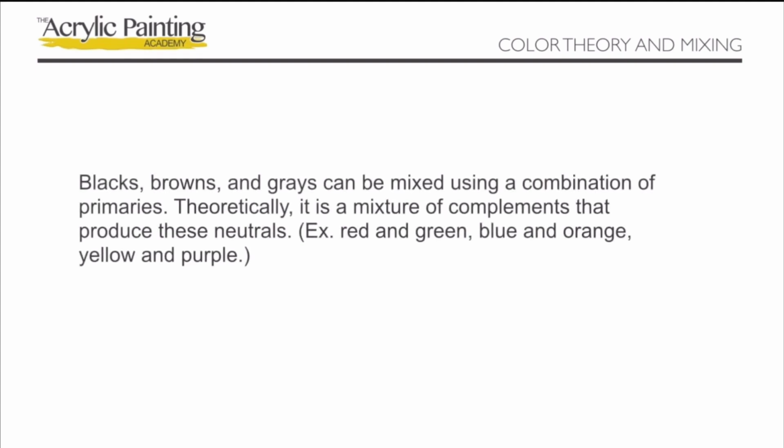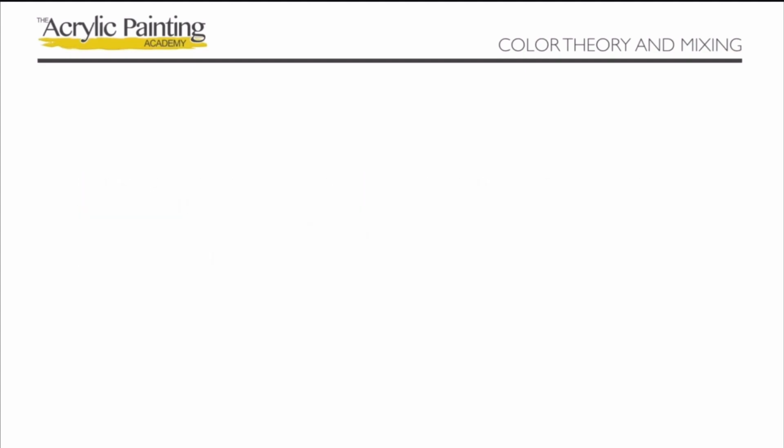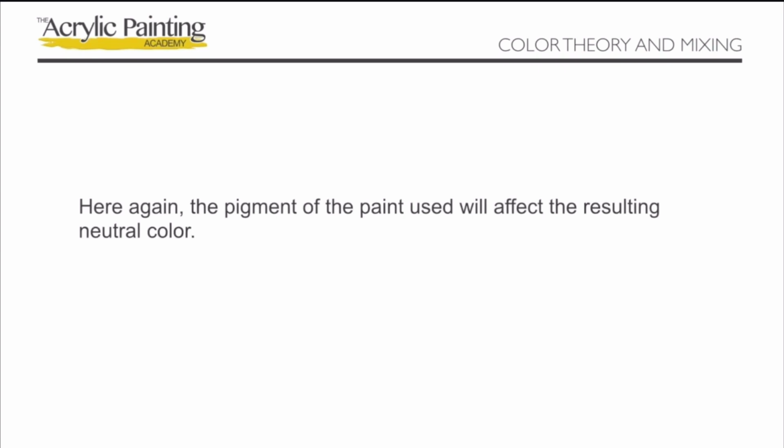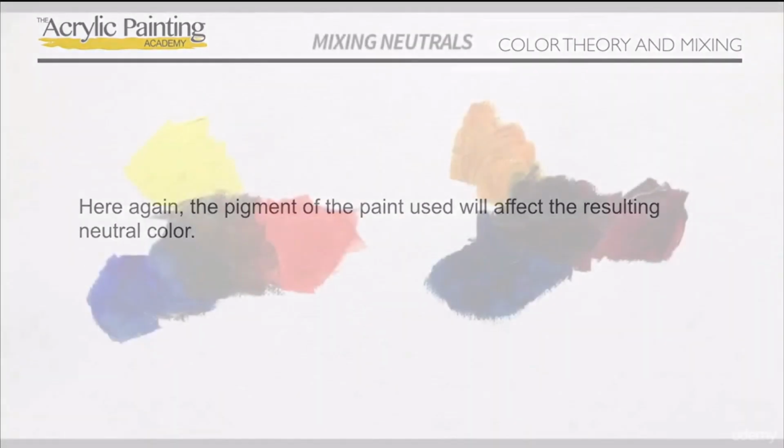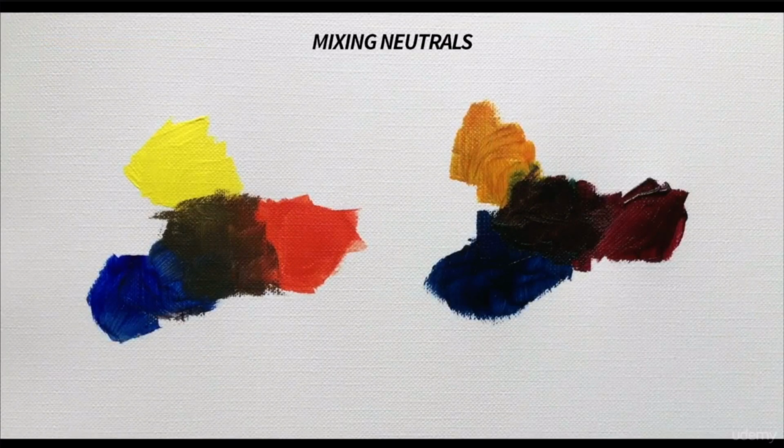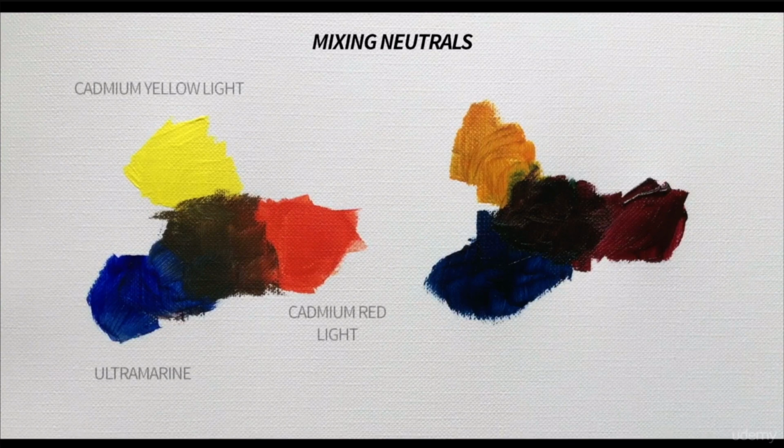Blacks, browns, and grays can be mixed using a combination of primaries. Theoretically, it is a mixture of complements that produce these neutrals. An example: red and green, blue and orange, and yellow and purple. Here again, the pigment of the paint used will affect the resulting neutral color. Here's a look at a couple of mixtures of neutrals.